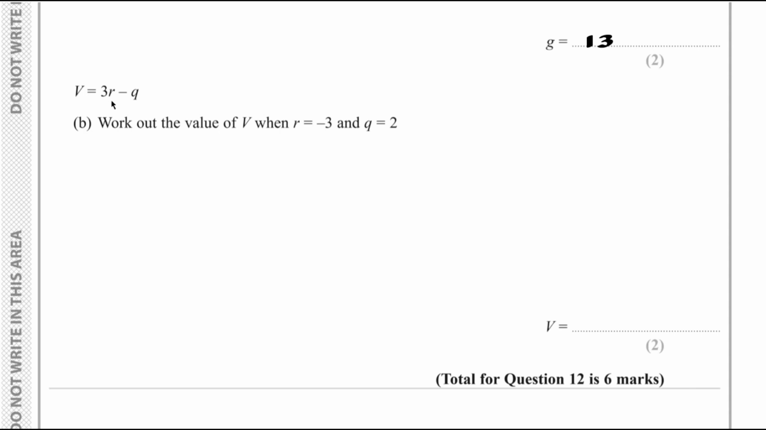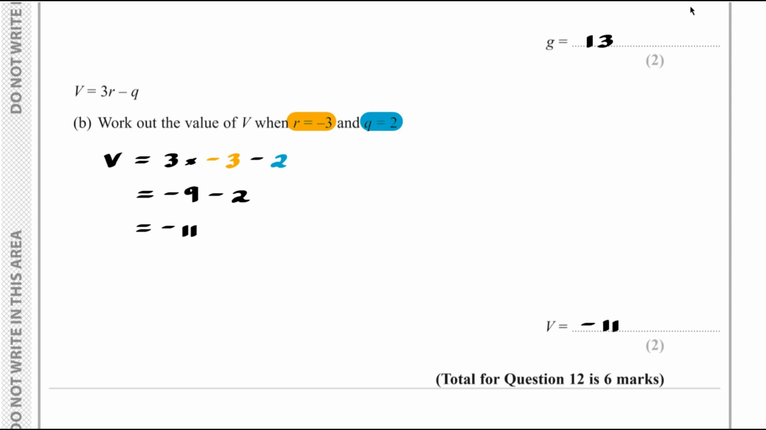V equals 3r subtract q. Part B, work out the value of V when r is negative 3 and q is 2. So we have V equals 3 multiplied by negative 3 subtract 2. So we have negative 9 subtract 2, which is negative 11. So V equals negative 11.